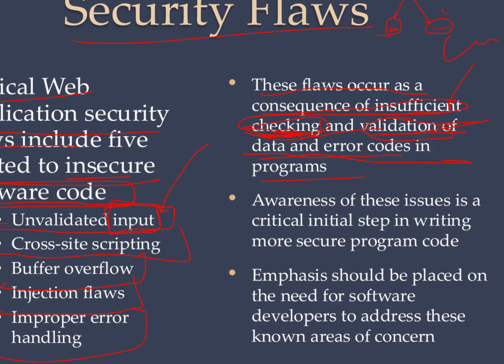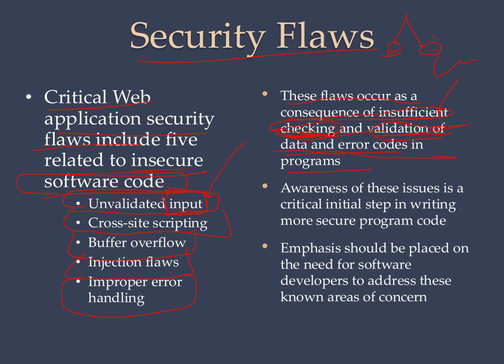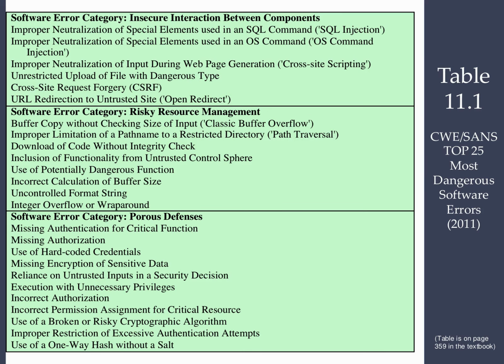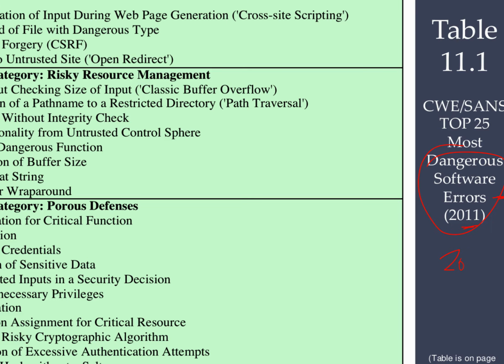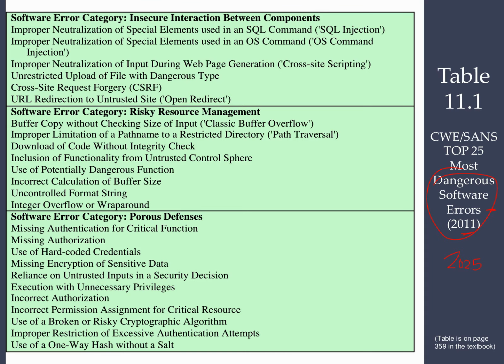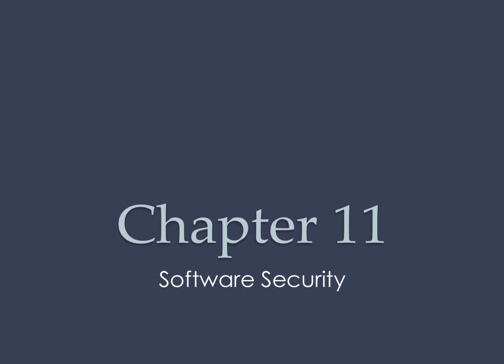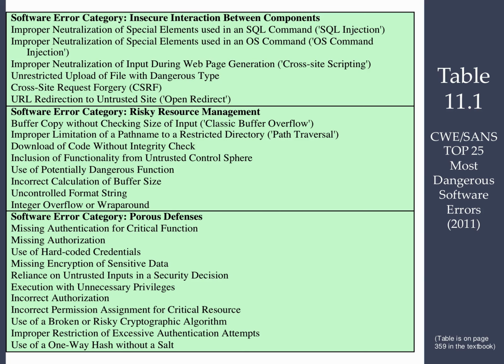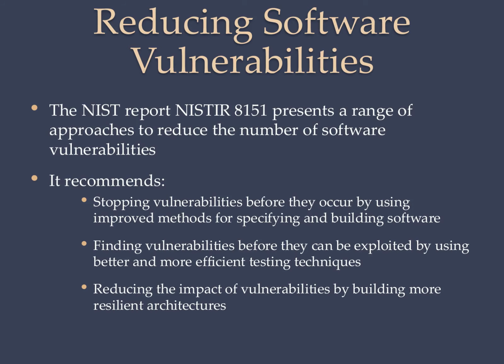According to this, these were the top errors in 2011. But even this year, the latest version of the OWASP Top 10, not CVSS but OWASP, is 2025. So you can see that lots of these are still in the list. I will show that list as well.